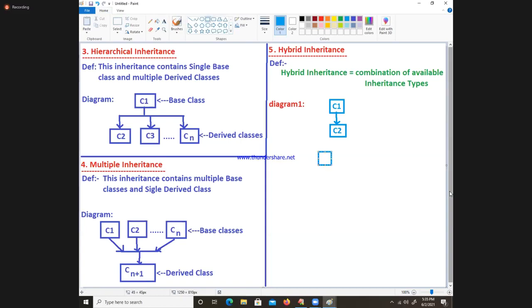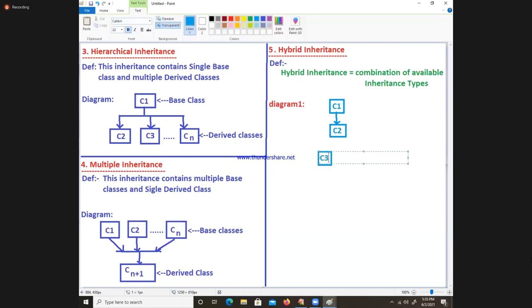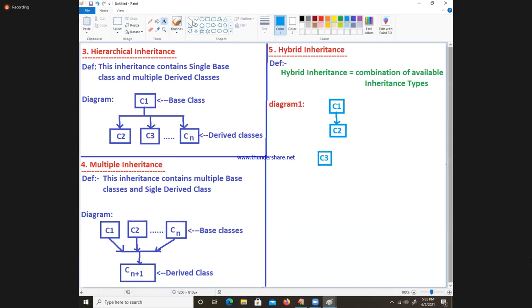Next, look at this carefully. C2 is giving the features to C3. So I am writing this as C3. C3 is getting the features from where? C2. Which type of inheritance is it? Multi-level. Very good.